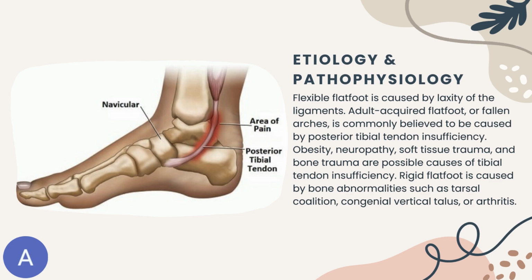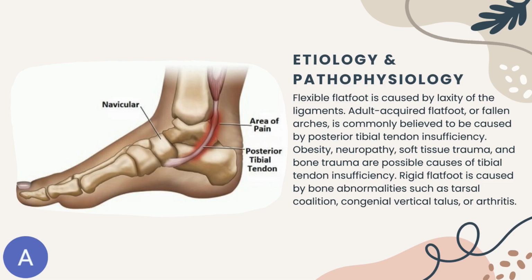Okay, next is soft tissue trauma. Soft tissue trauma can attack the fascia or the ligaments themselves. The bone trauma is more on the bone attached to the ligaments too. Okay, the next slide is going to talk about the causes from the congenital.